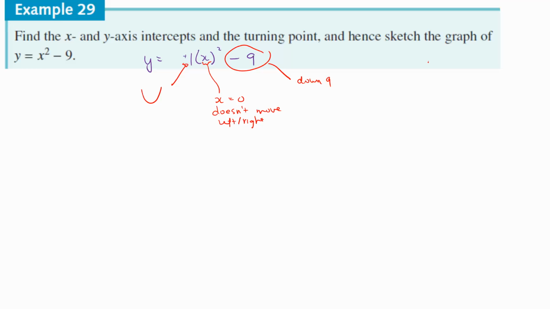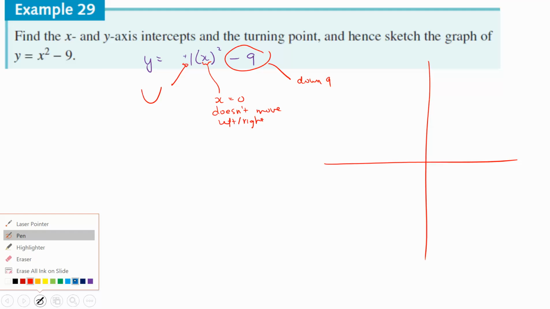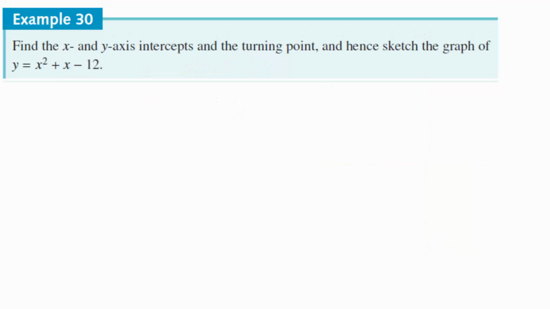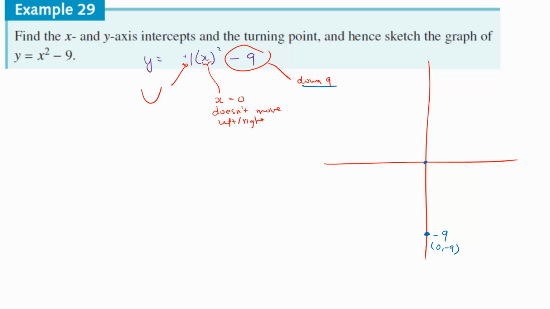So if I were to just quickly, roughly sketch this, it's pretty easy because it starts at 0, that's the center, goes down by 9, so I just go all the way down a 9. Sorry, I sneezed there. Minus 9, so that's where it's gone down, but it doesn't move left or right, so that's where my turning point is. It's at 0, negative 9. And then, it's a positive graph, so I'm just going to draw my positive graph. There we go. That's the shape.